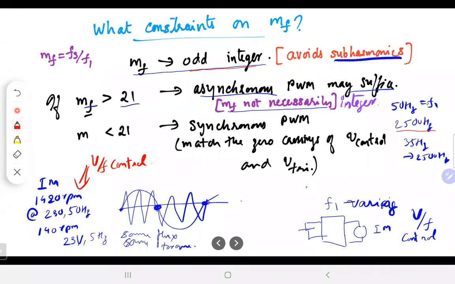But if M is less than this one, for example, if you want to keep it at 15, MF is equal to 15, or MF is equal to 19, or MF is equal to 9, etc. These are possible, but you have to keep it at exactly 9. So if it is operating at 5 hertz, 9 times 5 hertz. If it is operating at 50 hertz, it will be 9 times 50 hertz, so on and so forth. So you will keep varying the switching frequency in that case. So these are the two options: synchronous PWM and asynchronous PWM.